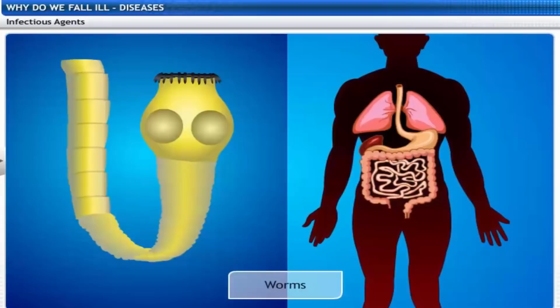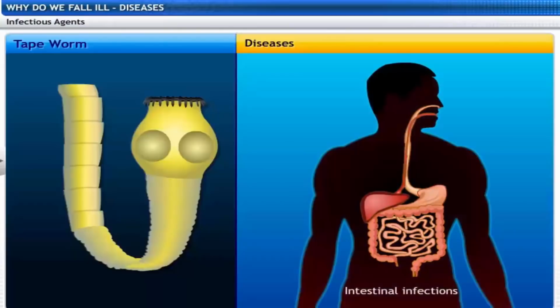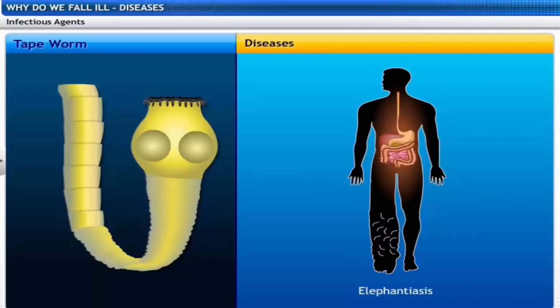Worms are macroscopic organisms that localize in the intestine of the host and cause diseases. Worms cause intestinal infections and lymphatic infections like elephantiasis.